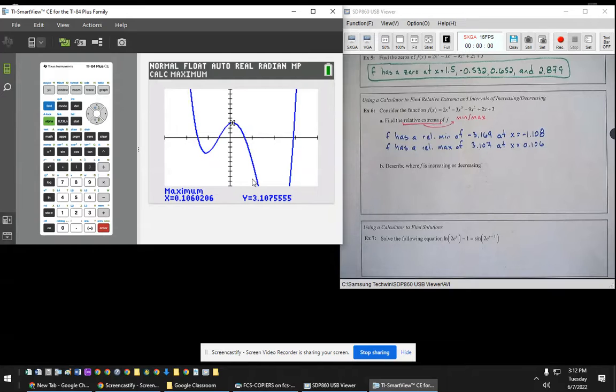And now my min. If you want to adjust your window to see lower, you can. You don't have to here. You could just select this as your left bound and this as your right bound. But I want to play around and review with you how to adjust a window. So I only need to see lower on the graph.